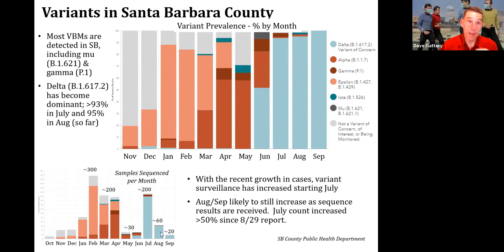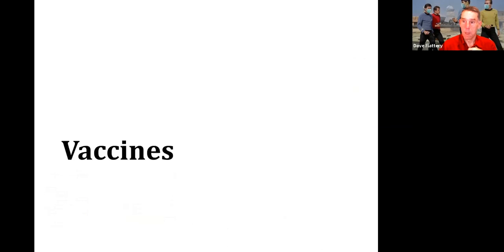So if the same ratio held, and I have no reason to necessarily think it would, but if it did, we'd end up with about 100 sequences in August, and we would still have a third of them yet to get. But they're mostly going to be Delta anyway. And same with September, we're going to have a lot more sequences come in. But as of right now, it's pretty much all Delta.